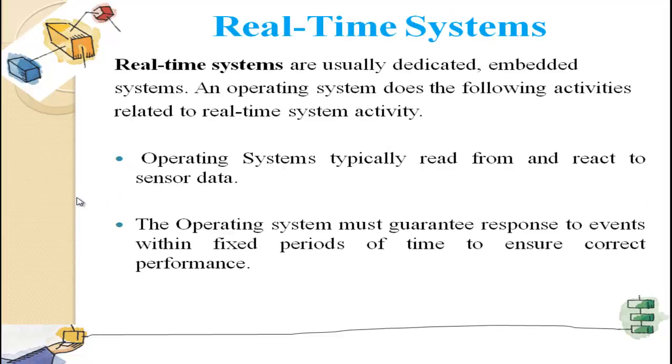Now another important attribute that is related with the operating system is real-time systems. Now what do you mean by a real-time system? Basically, real-time systems are usually dedicated embedded systems. Dedicated means particularly meant for a particular thing. For example, we have a weather monitoring system or a flight management system. The weather monitoring system is dedicated to monitoring weather-related things, and the flight management system is dedicated to that particular task.